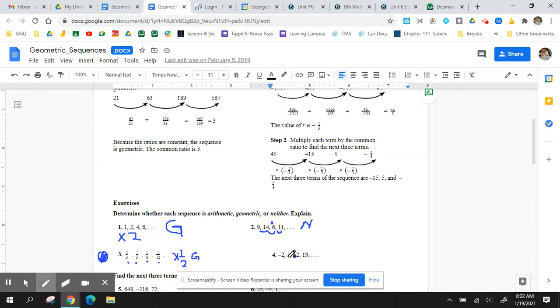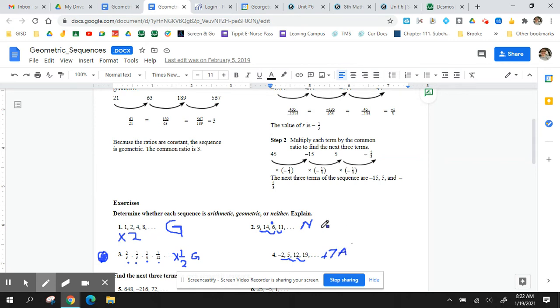Okay. If you look here, 5 plus 2. What are we adding by? There's 7. There's 7. Here's 7. You're adding 7. It would be arithmetic.